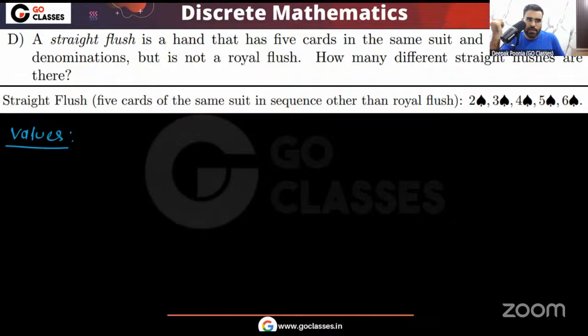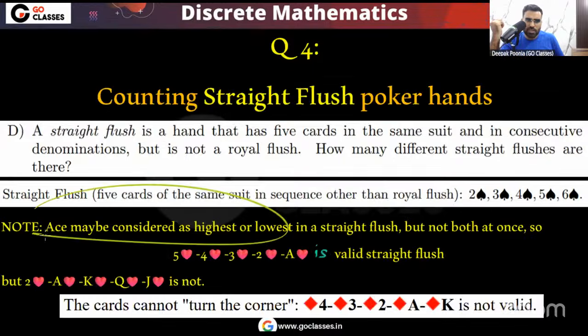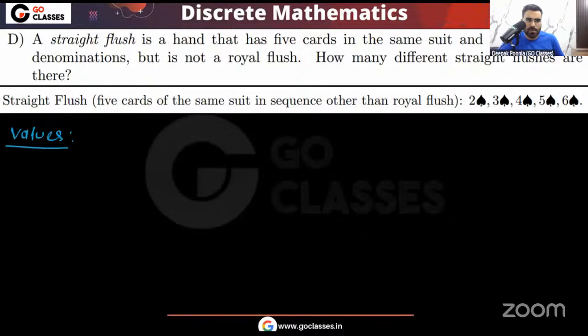You can see the important point was that you can consider ace as the highest or as the lowest, but it should be either the highest or the lowest. It should not be both. That explanation I have already provided to you. But basically, when you write the values, you can start with ace, meaning you consider ace as the highest also, lowest also.